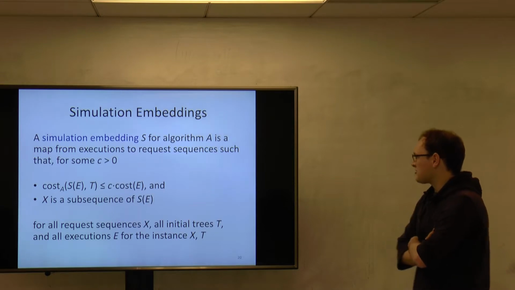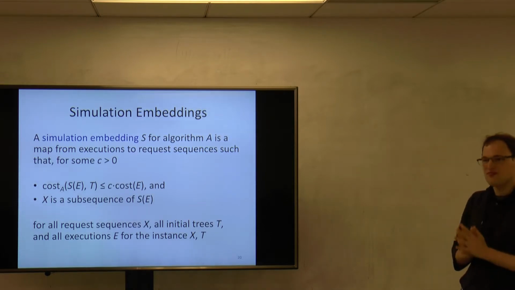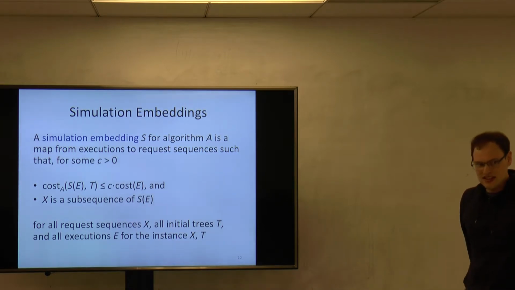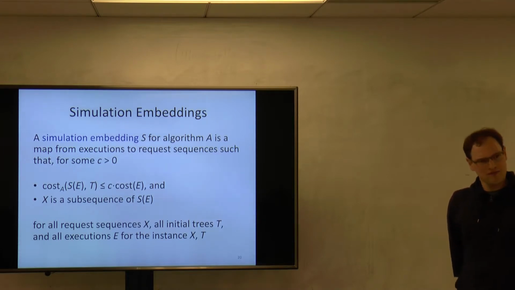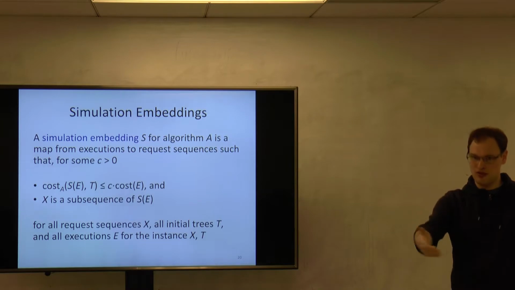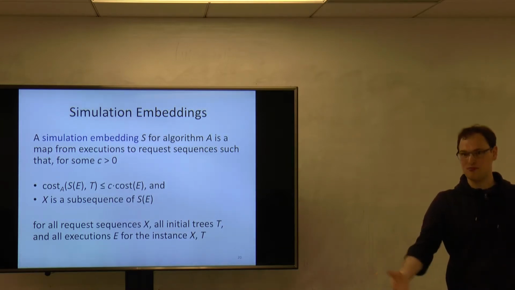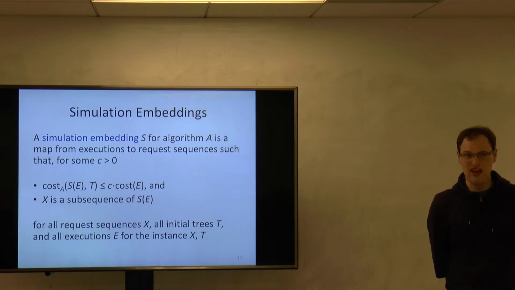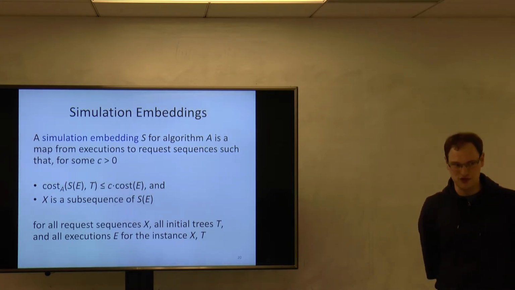And this is my terminology. So the idea is, an algorithm maps instances to executions. I give you a request sequence and an initial tree, and an algorithm gives me some output sequence of transition trees. And this is a reverse map.